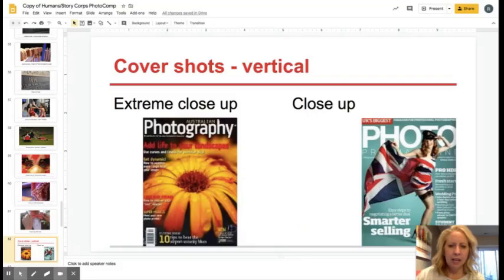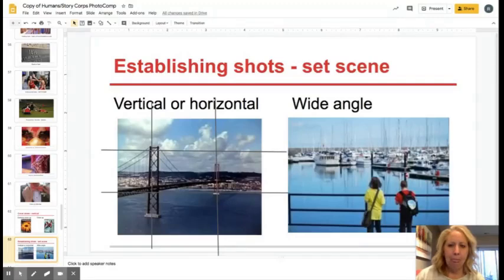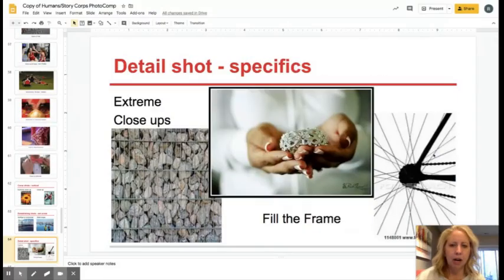And then this would be how the photos are actually used. So you can see the extreme close-up for the cover shot and the full body close-up on the right. And then establishing shots to set the scene. Those are typically wide angle so that you can see the setting in the background to establish where you are.